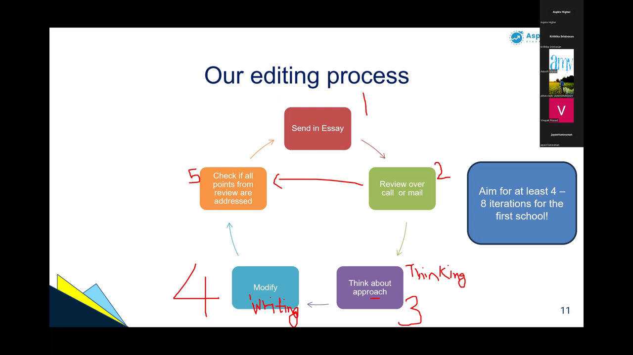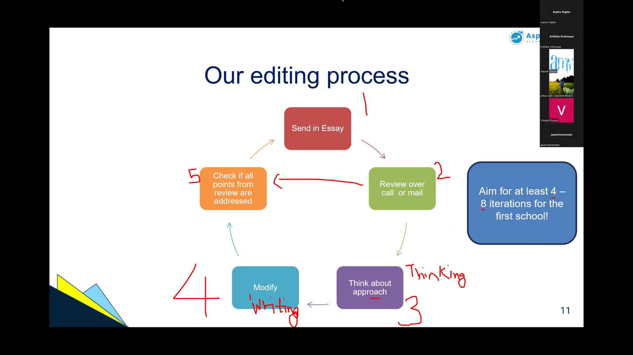So you can easily assume 4 to 8 iterations for the first school. All right. It does not reflect on your ability. Trust me, guys, most of the people that I work with, especially this year, have very high GPAs. They're very good at writing. How do I know? Because I've already worked with them on the CV. I know what they're capable of doing and so on. All right. So our editing process is iterative in nature. Do not expect to get the first thing right.